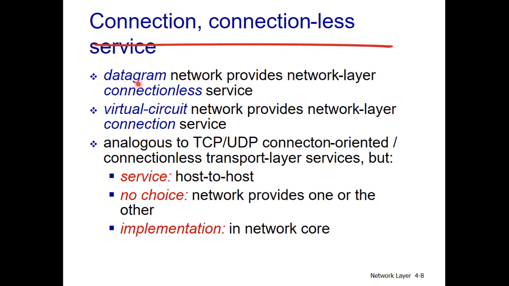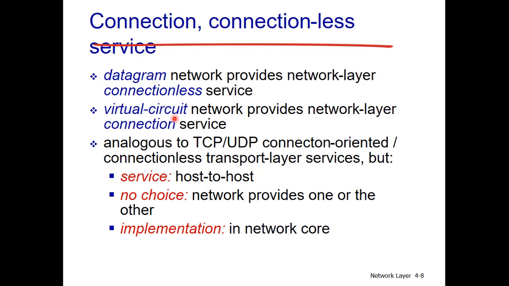And there is another service, which is a datagram. This is a connectionless service. A network layer provides a network layer connectionless service. There are two types of services: datagram services and virtual circuits. Virtual circuits are getting obsolete. Datagram service is getting popular. Nowadays, you will find 95% or more datagram services.